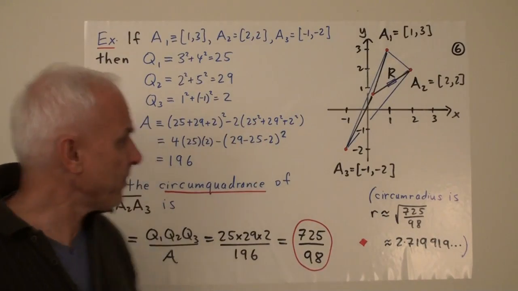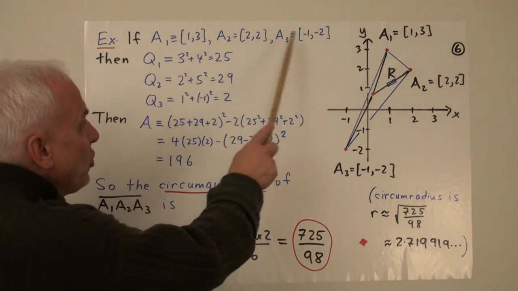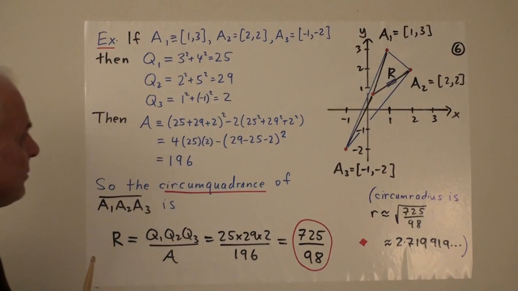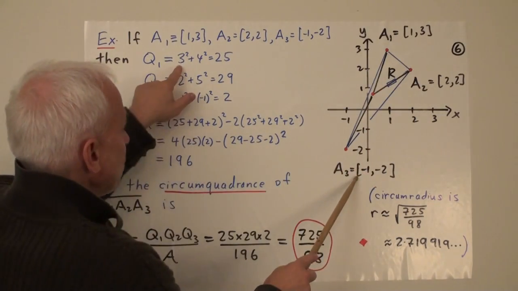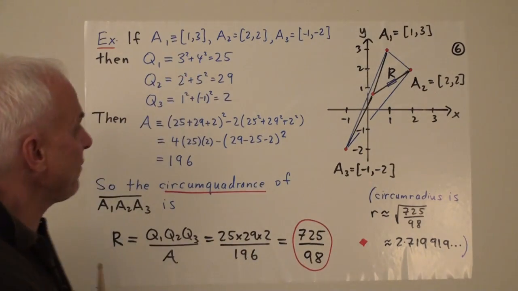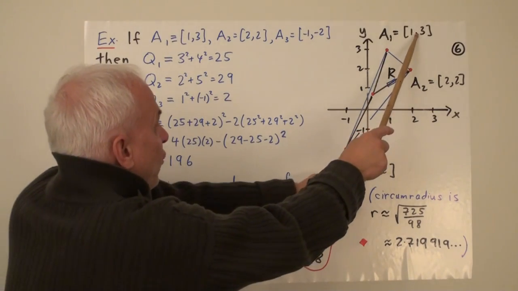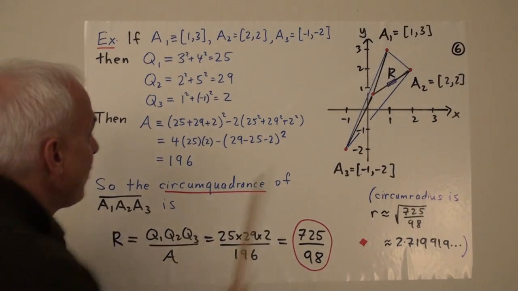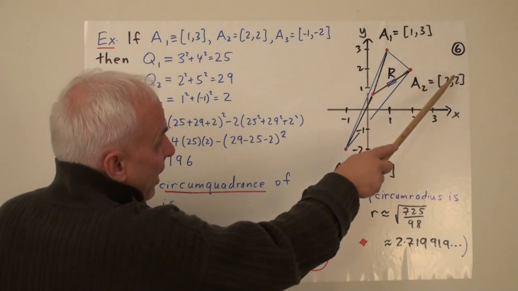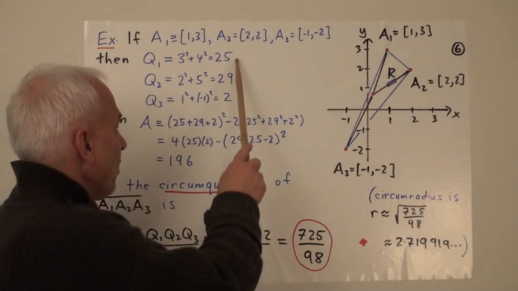So let's have a look at an example. Here's a triangle, A1, A2, A3, made of the points (1, 3), (2, 2), and (−1, −2). The three quadrances of this triangle are: Q1, the quadrance between here and here, which will be 3 squared plus 4 squared, or 25. Q2, this quadrance here, the difference of 2 and the difference of 5, so we get 2 squared plus 5 squared, that's a quadrance of 29. And the quadrance between these two points, the difference of 1 and 1, or minus 1, so we get 1 squared plus (−1) squared equals 2. So those are our three quadrances.